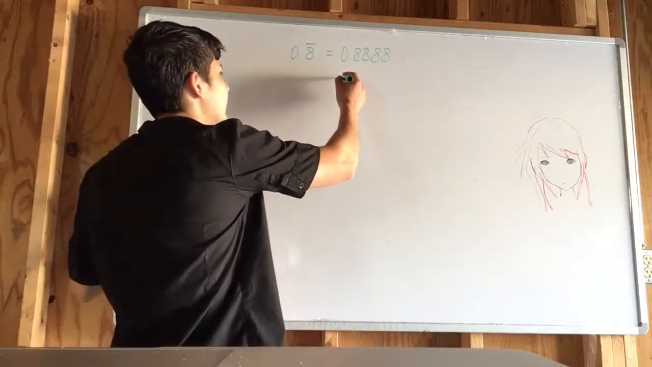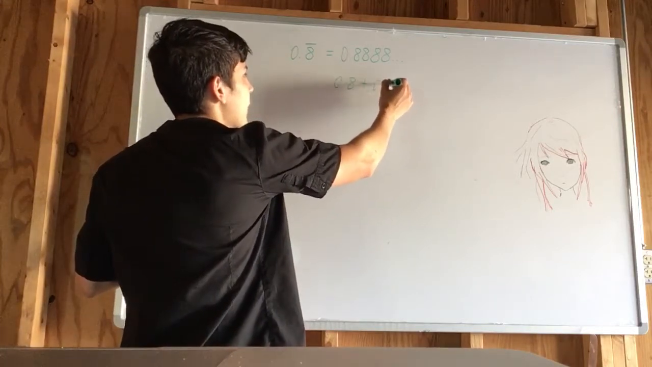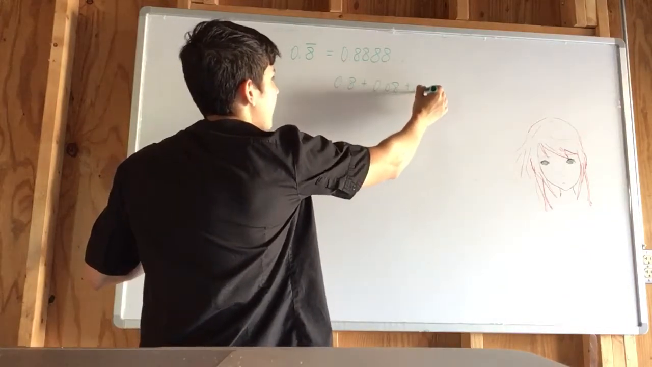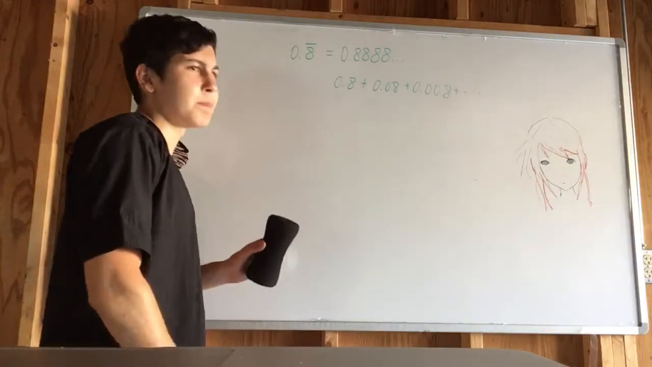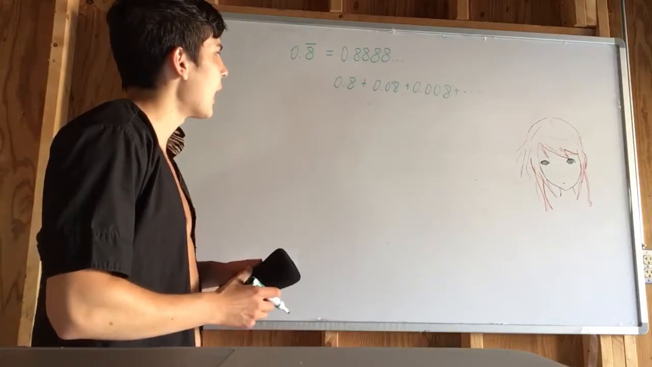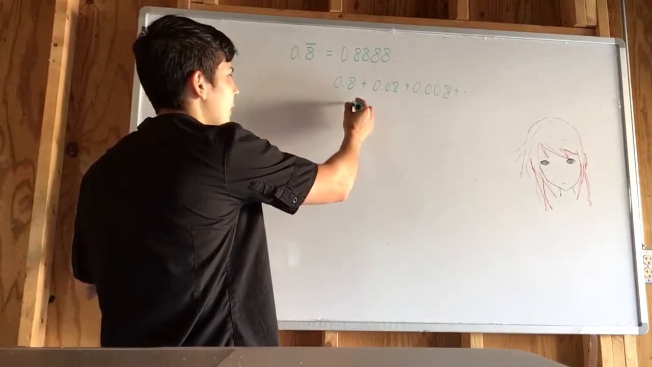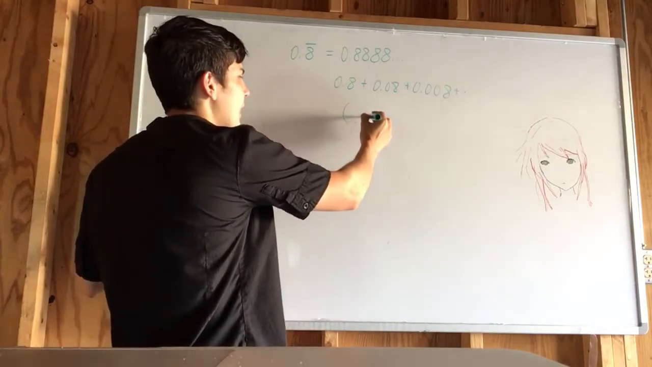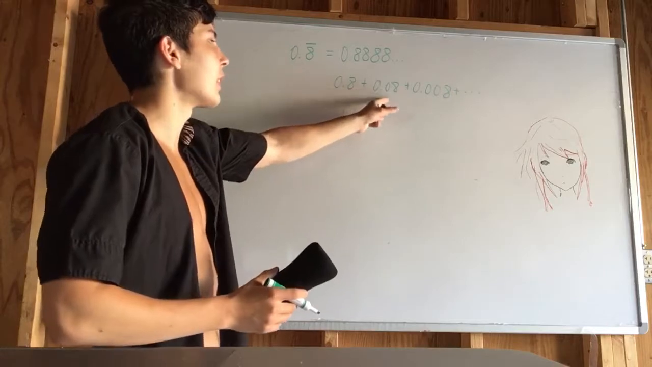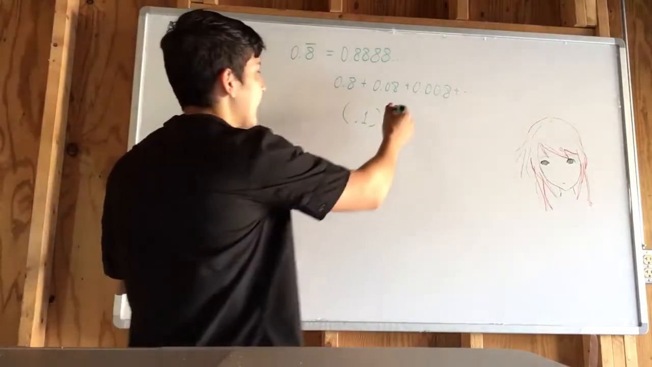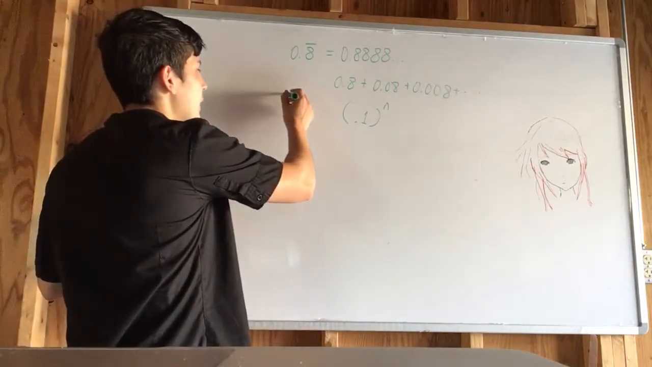Well, let's rewrite this into what it really represents. So we have 0.8 plus 0.08 plus 0.008 plus and so on. That's what's really going on. So we can notice a pattern. We can notice that this is really a geometric series in which we have the same common ratio constantly. That common ratio is 0.1, because every time we add, we're just moving one zero over. So that's like taking the exponent of something, which is a series.